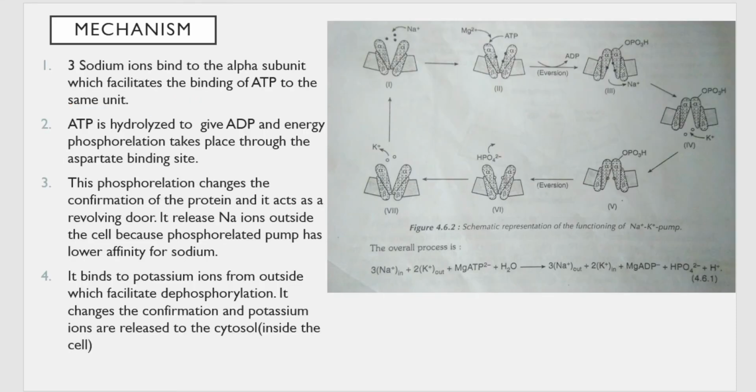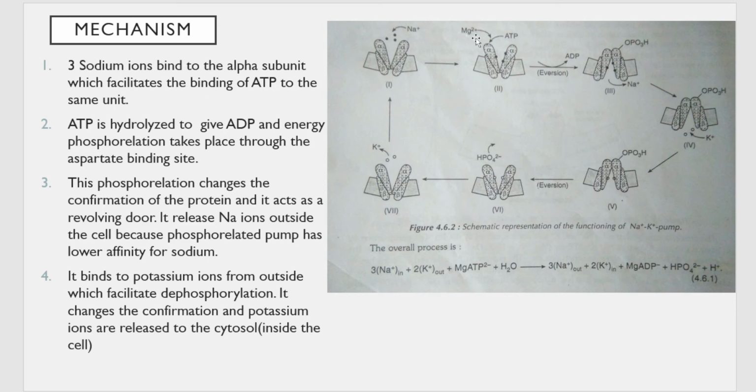The mechanism of the sodium potassium pump. This chart is very important. You should know how to draw this chart. So what happens? Three sodium ions bind to the alpha subunit. These two are the alpha subunits, which facilitate the binding of ATP to the same unit. You know that at the top of the alpha subunit, there is the ATP binding site. As soon as three sodium ions bind to the alpha subunit, ATP is bound to the same part.